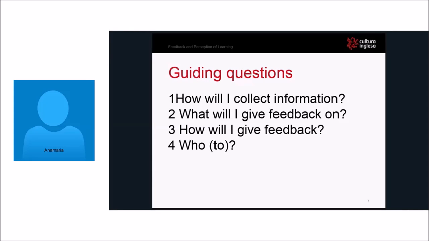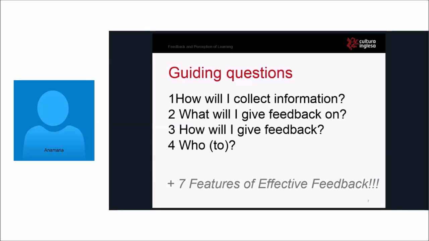We're talking about monitoring here. What will I give feedback on? How will I give this feedback? Who am I going to give feedback to, or even who's going to give the feedback? Because we have to consider that students can give feedback to each other, as long as they have the proper guidance. So these were the guiding questions for the planning.